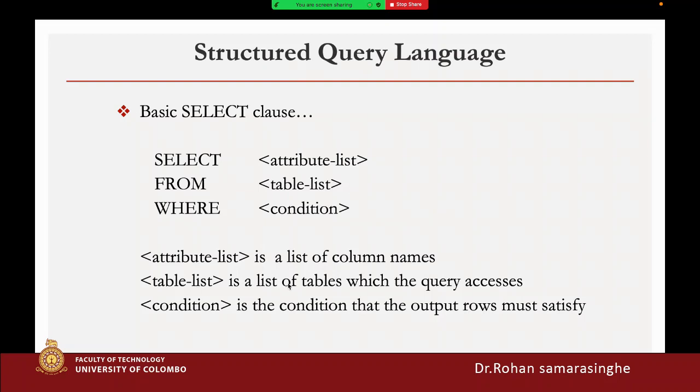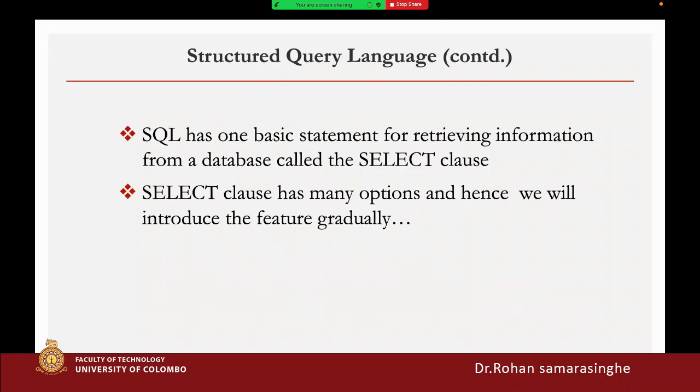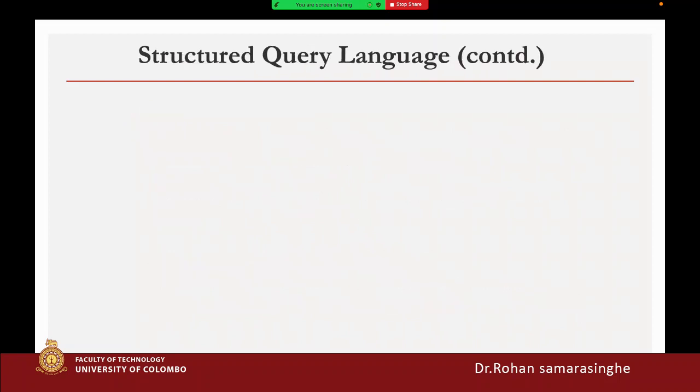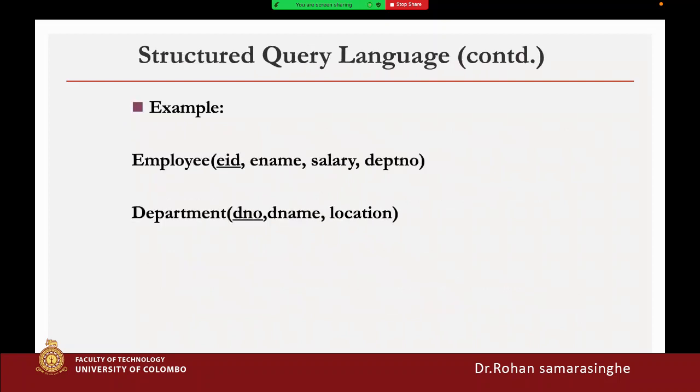Table list is the list of tables which the query accesses, and condition is the condition that the output rows must satisfy. If you understand the syntax of this one, it is very easy to write the required queries. Okay, let's try to understand.